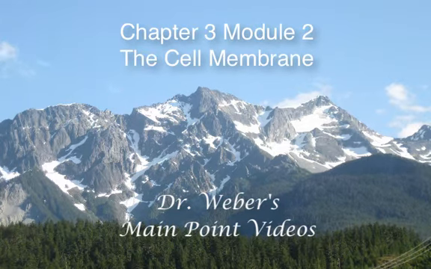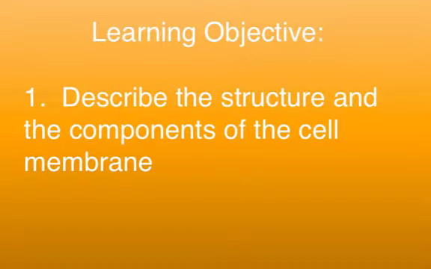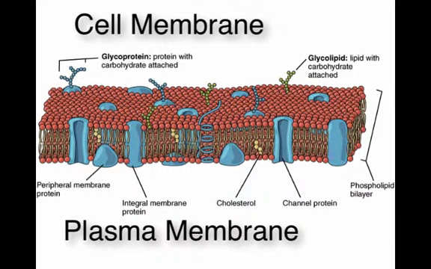This is Chapter 3, Module 2, the cell membrane. The learning objective of this chapter is to describe the structure and the components of the cell membrane. The cell membrane is also called the plasma membrane.